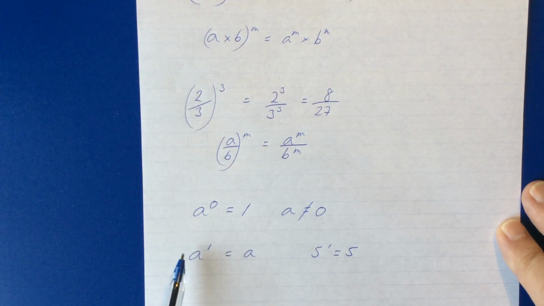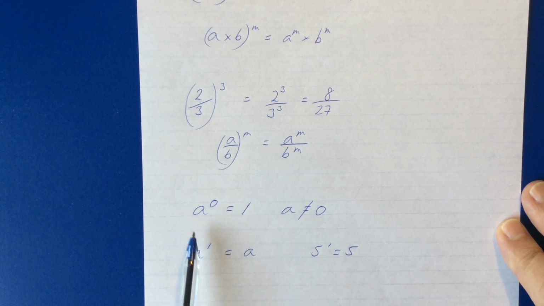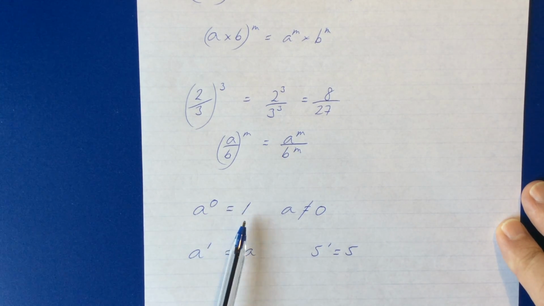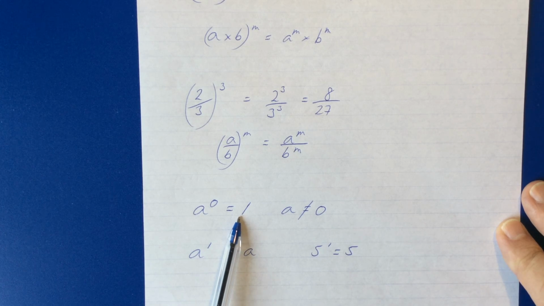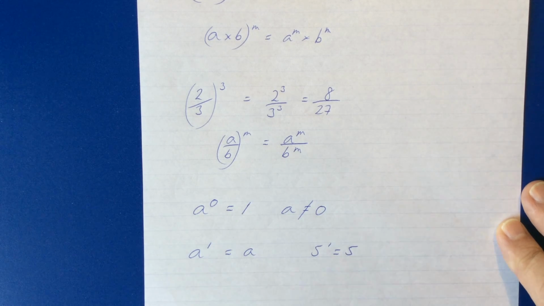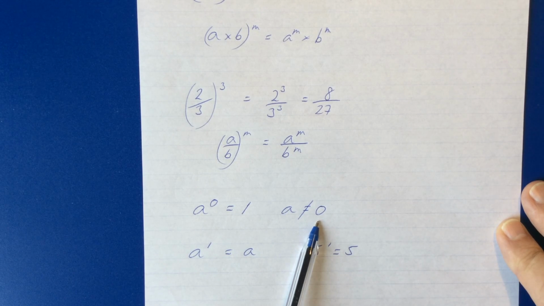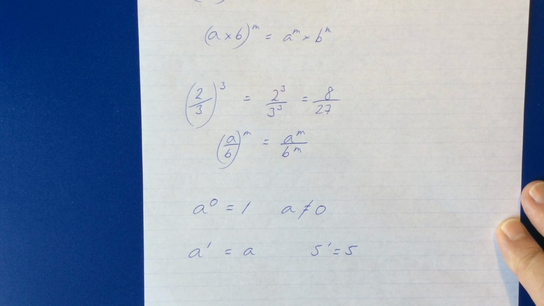Now, here are a couple of things to remember. Something to the power of 0 equals 1. That's quite handy, and there will be some examples in the playlist involving this, I'm sure. That is, as long as this number here does not equal 0. So anything else, a letter, a number, anything but 0, that number or letter to the power of 0 equals 1.